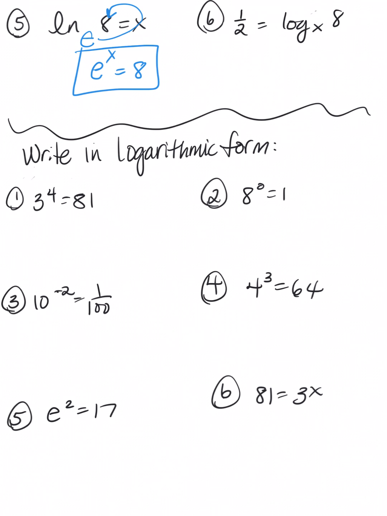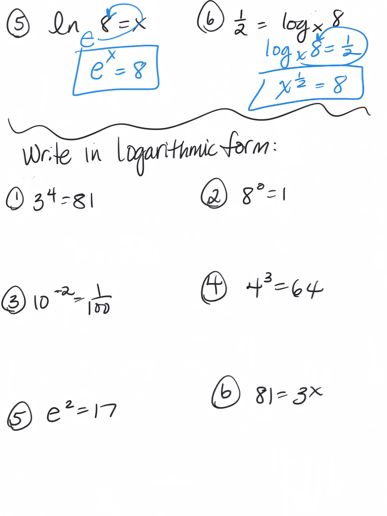Look at number 6. They put the equal sign on the other side. Does it really matter? No, but sometimes it helps to rewrite that so that you can see the swirl a little easier. So this is x to the 1/2 power equals 8. And that's your answer right now. We're just rewriting, in this case, in exponential form.